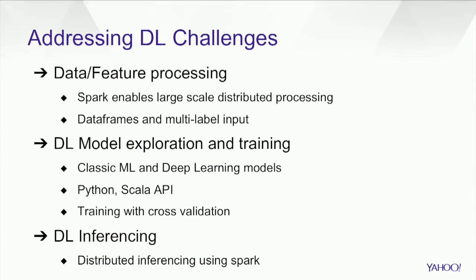We have provided the APIs for the same, in Python and Scala. And we also have a feature called training with cross-validation, which I'll talk about in a subsequent slide. Now, you can do distributed inferencing in Spark or in streaming Spark or on Storm on the same cluster. And this is very helpful for any kind of production launches that we do.